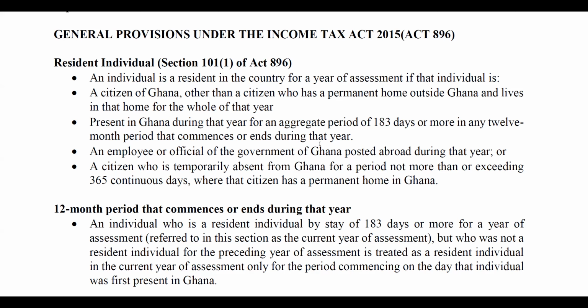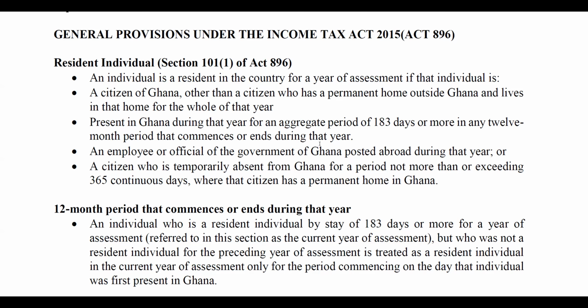So if you are using Selom's case, so far as Selom lived, let's say 2022, in Belgium for the whole year, then that year Selom will not be a resident in Ghana. How? Because Selom, though he's a national or citizen of Ghana, had a permanent home outside Ghana and lived in that permanent home for the whole of that year. Does that make sense?